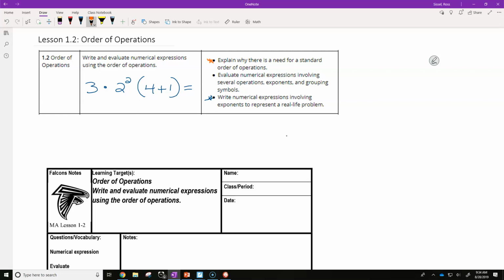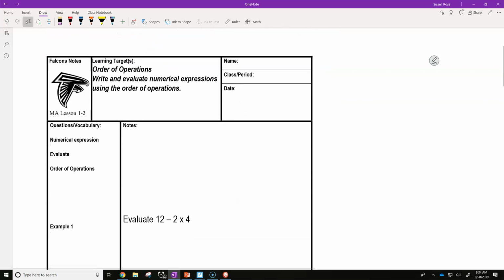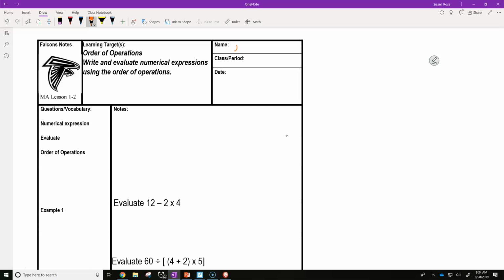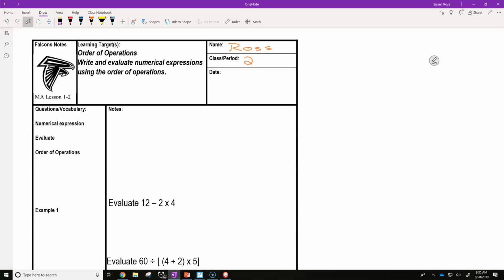Right now, we're doing our second set of criteria. How do we evaluate it using order of operations? Okay, on your notes, please write your name first. We're going to put our period. We are, did I do 2P or do I do 2P? Did I do P? Yeah, I think 2P. We are second block, purple day. And today's date is the 28th.